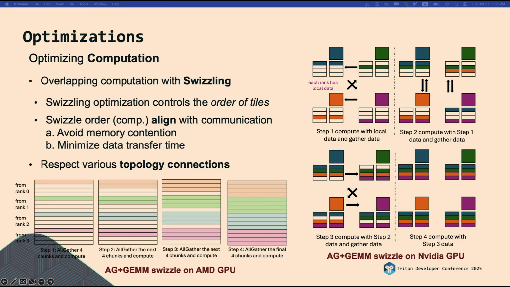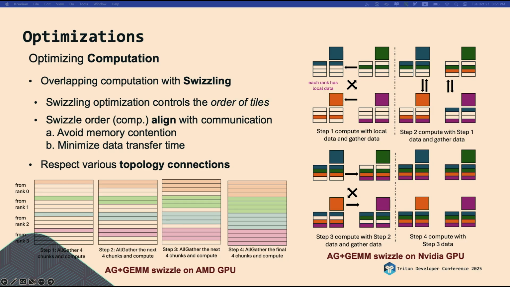time gather data. However, on AMD GPU, the swizzling design is a bit different because of the interconnect, as we just saw in the last slide. If we only gather the next chunk of data from another GPU at one time, then the maximum bandwidth will be limited. So we are not fully using all the XGMI links. To fully use the bandwidth, each rank has to gather data from all of the other GPUs at each step.